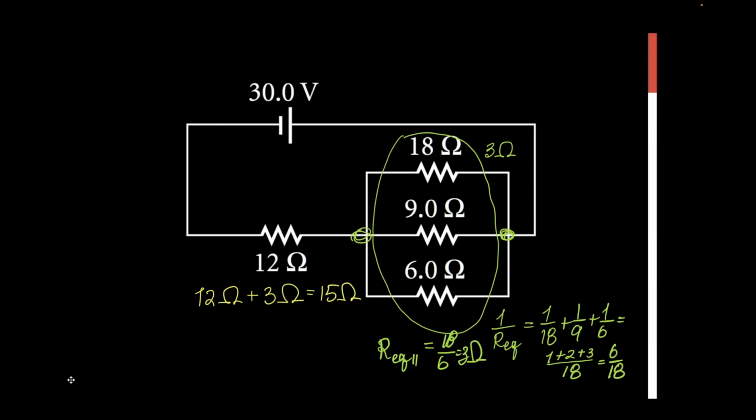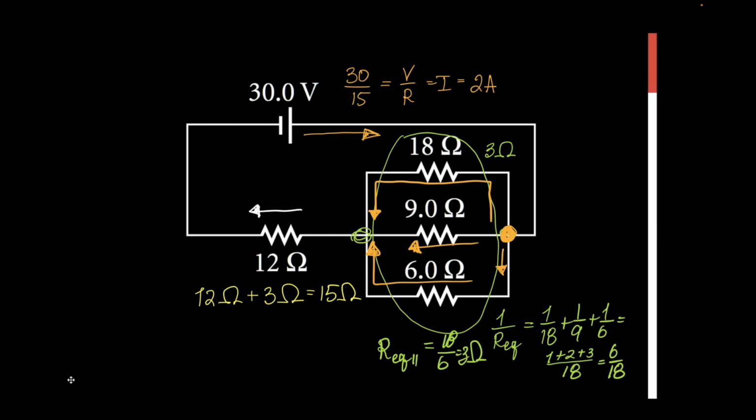To figure out my current, I go 30 over 15, voltage over resistance equals current, and this is a total current of 2 amps. How is it traveling? In its entirety, right here at this point, it splits, and you can guess most of it will go through 6 because it's the least resistive. A little less will go through 9, and the least will go through 18 because it's the most resistive. And then those 3 currents flow in its entirety through 12. So this is I total here. This will have 2 amps.